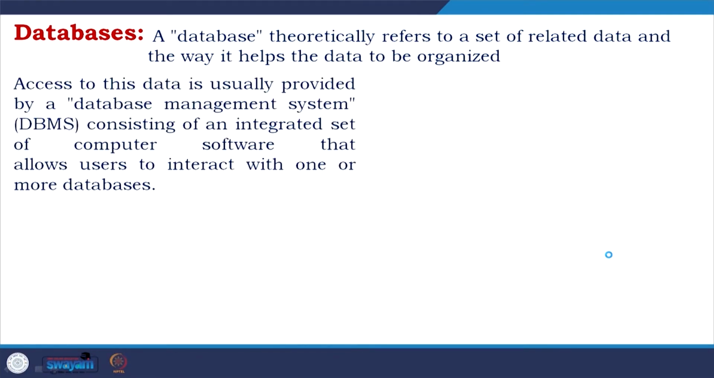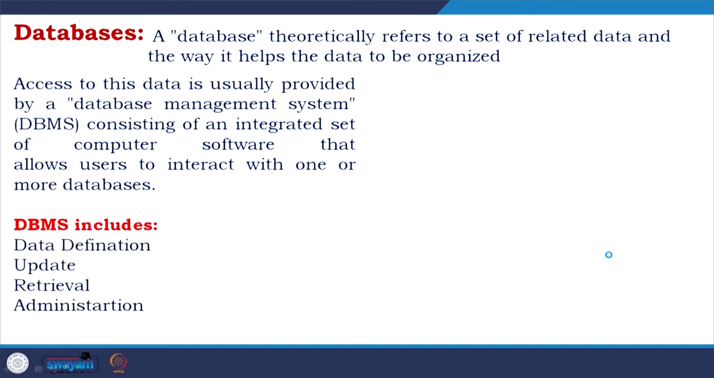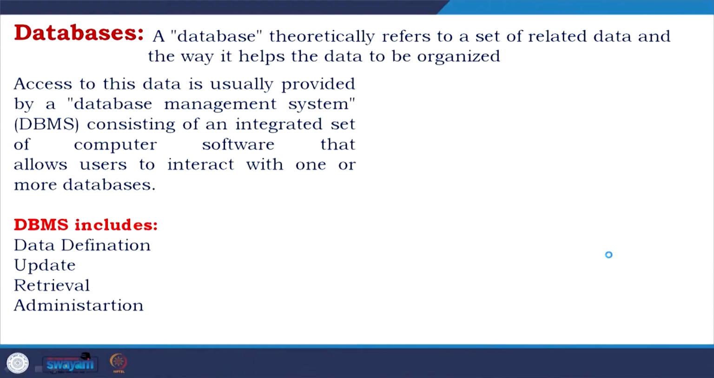Access to this data is usually provided by a database management system or DBMS, consisting of an integrated set of computer software that allows users to interact with one or more databases. So, a database management system or DBMS includes data definition, how your data is. For example, PDB data means coordinates, and sequence data means the alphabet type things are coming. Then continuous updation, retrieval by the user, and administration so that it could go through properly.